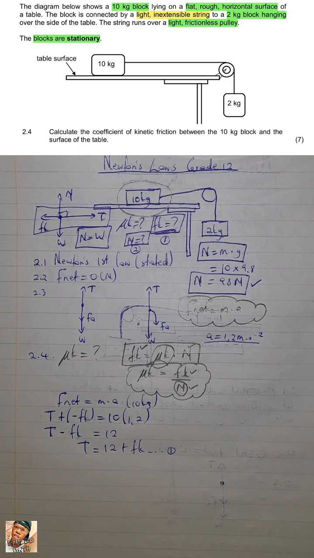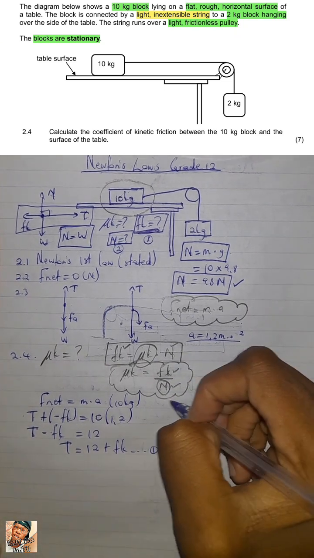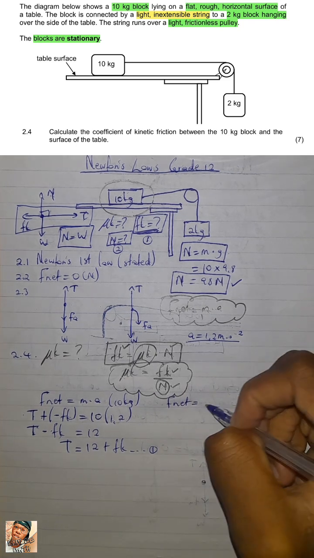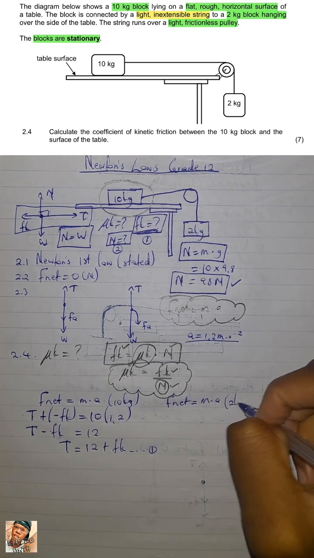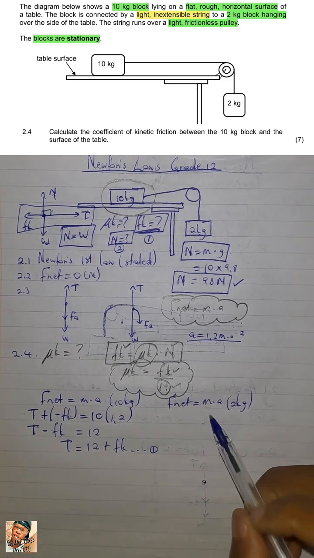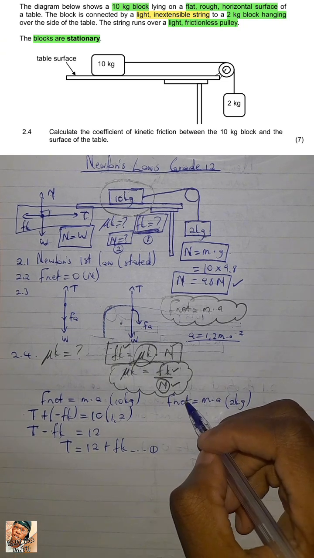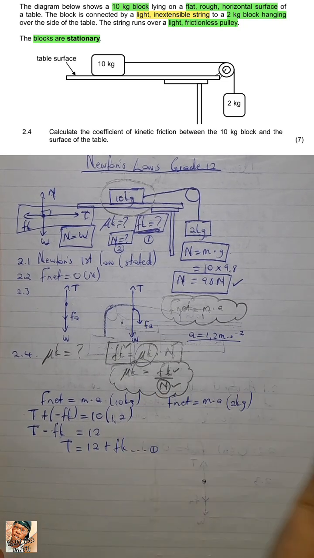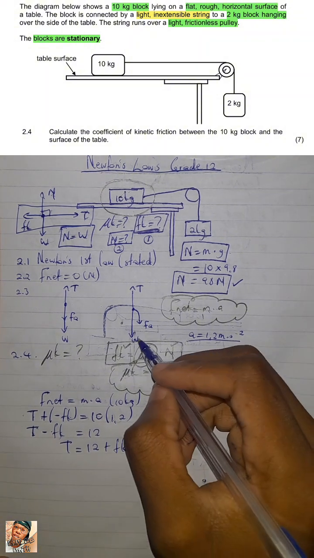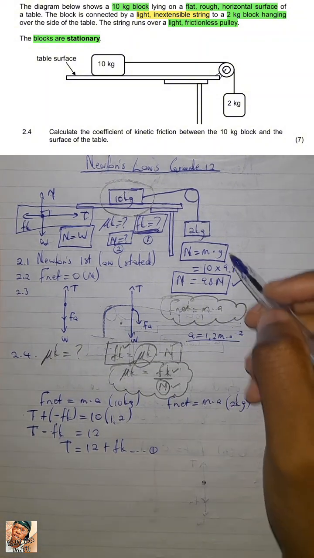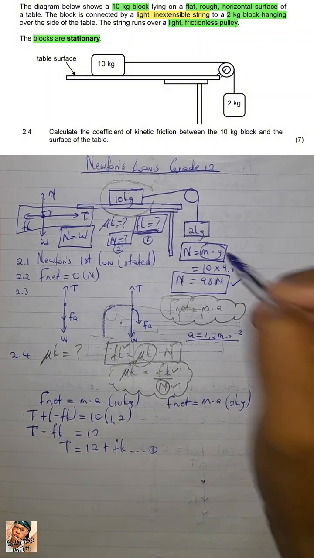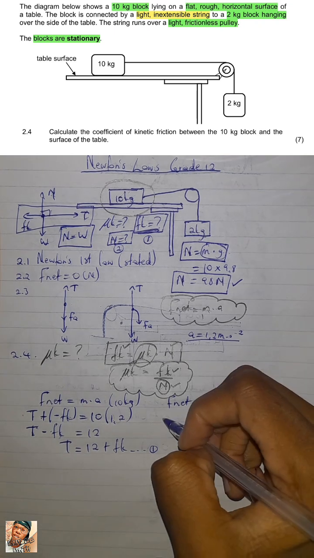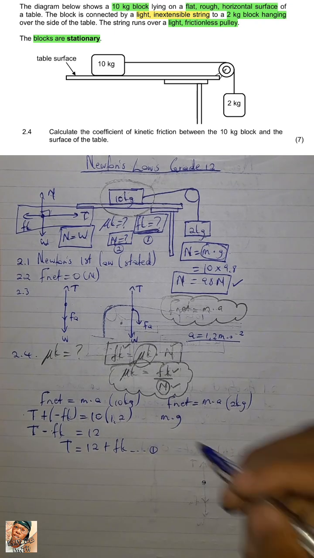And then we're going to do the very same thing for the 2 kg block. The net force of the 2 kg block is equal to its mass multiplied by its acceleration. So the net force on the 2 kg block is going to be due to the 3 forces, which are the weight, the force applied, and the tension. Let us start with the weight first. The weight is equal to mass multiplied by gravitational acceleration. This is weight, by the way.